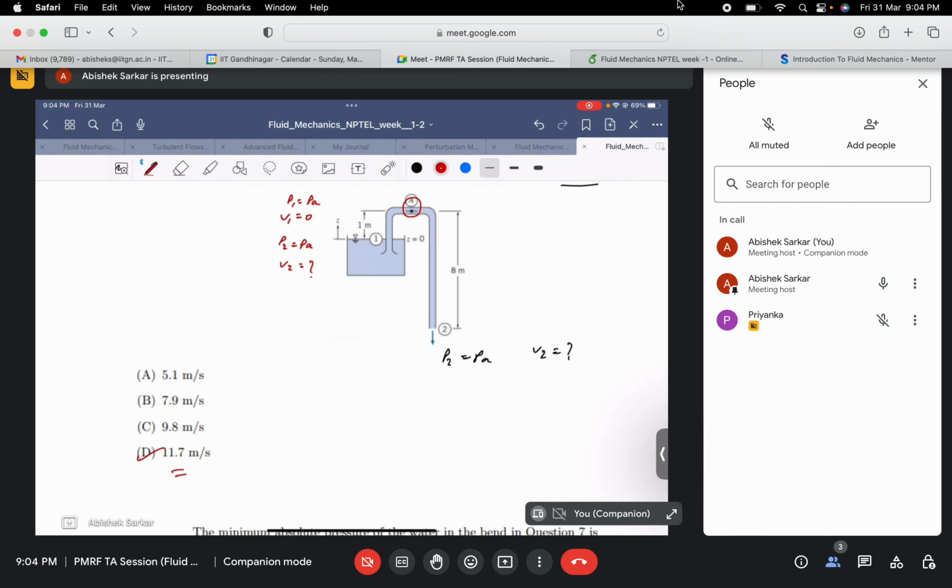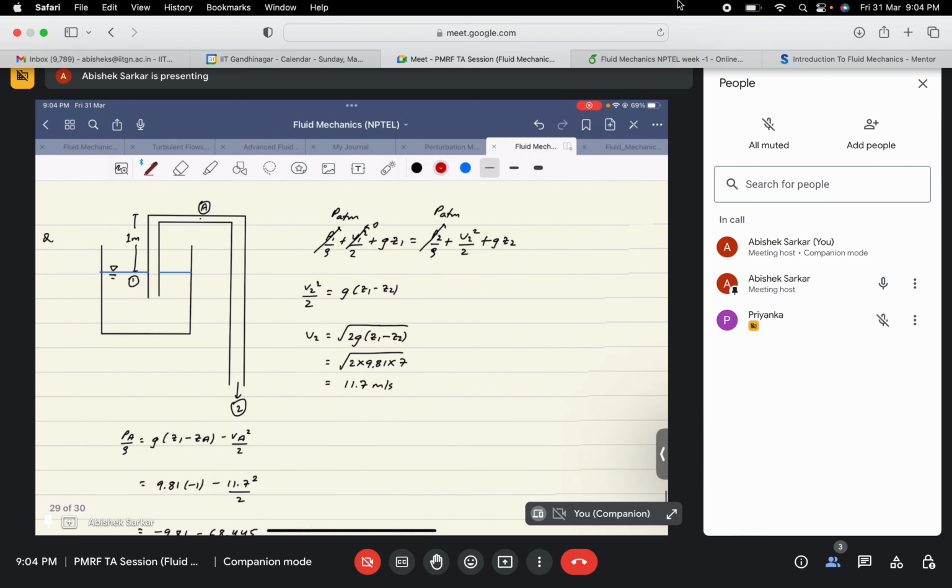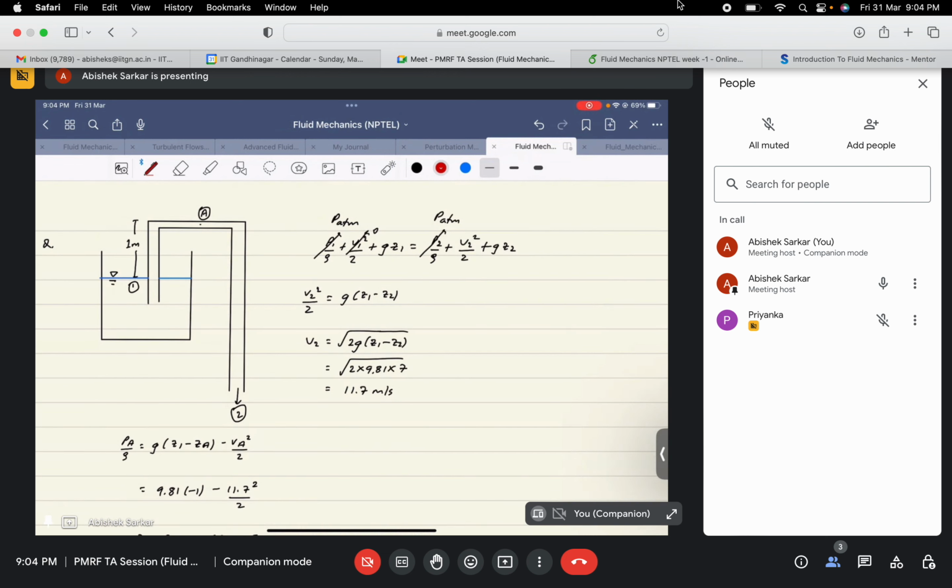So just to check it again, it's very simple. We just apply the Bernoulli's equation between point 1 and 2. Then you obtain V2 square by 2 is equal to g times (Z1 minus Z2). Then we obtain V2 is equal to square root of 2g(Z1 minus Z2), where we obtain V2 is equal to 11.7 meter per second. So it was very straightforward.